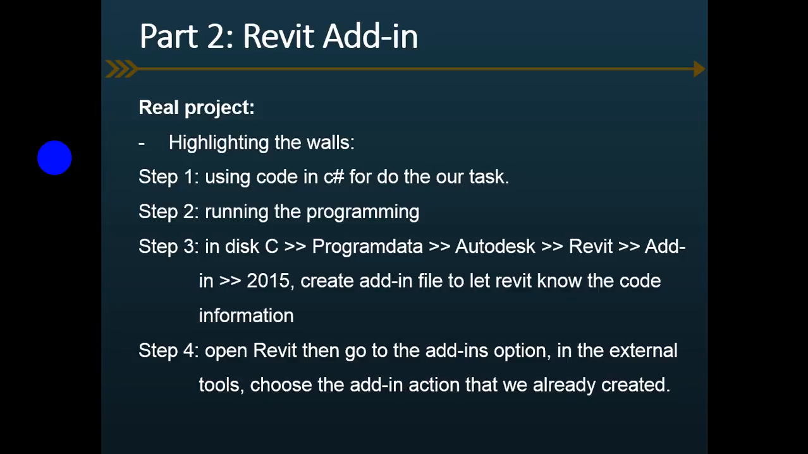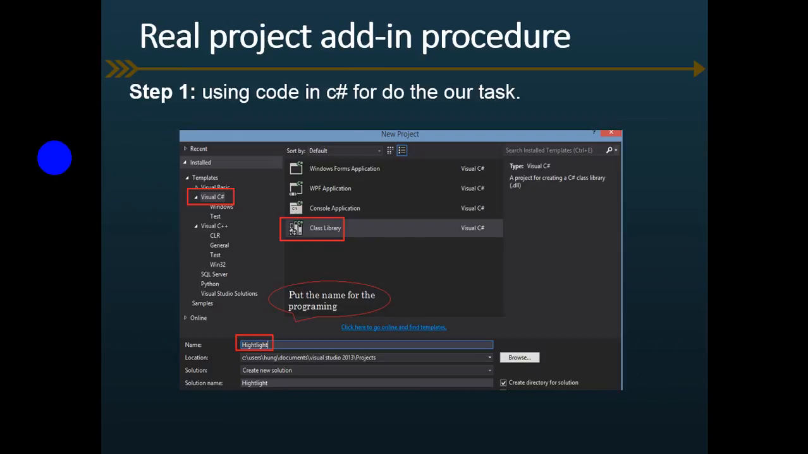And after that, go to the Revit, go to the edit option in the external tools. We do an edit action that we already created, and then I will show you how to do it later. And this is the first step.